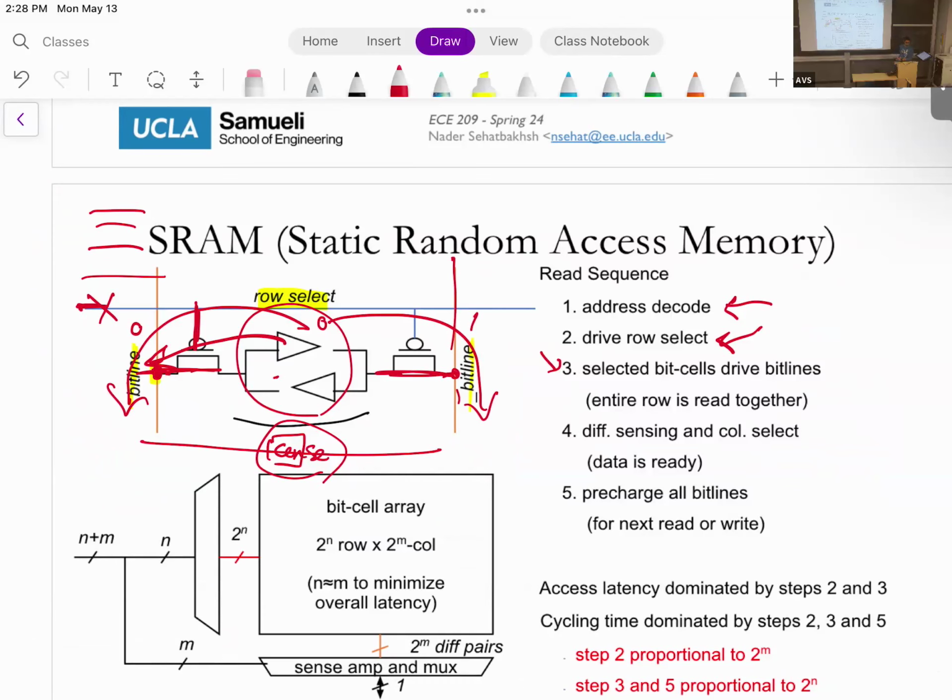Yes. Could there be a problem because we're using the PMOSs and they pass weak 0?